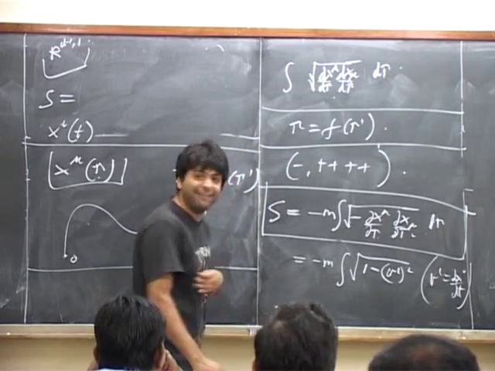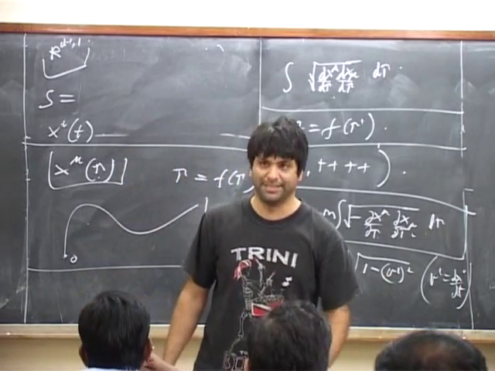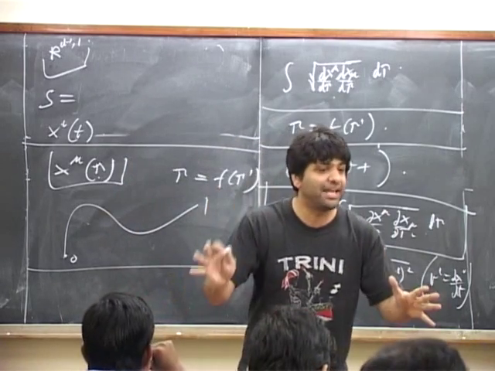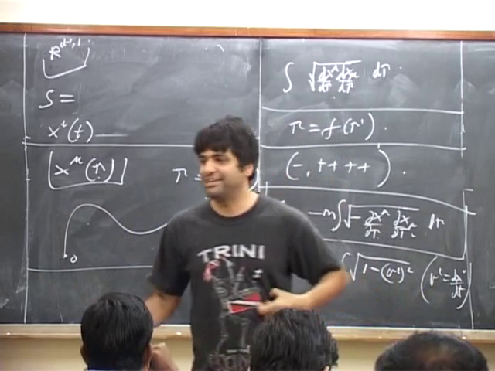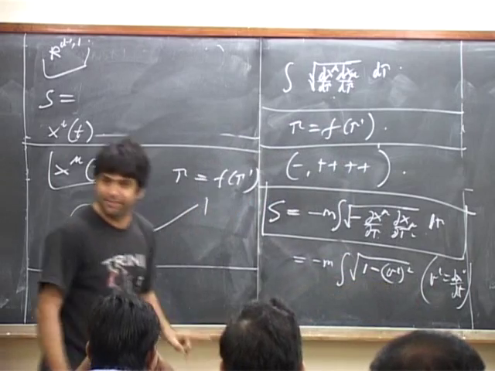For those of you who haven't, let's check that it at least reproduces the correct non-relativistic limit. In order to do that, of course, all through this course, the speed of light is 1, h cross is 1. We'll reinstate it with great difficulty if we need these things. So v is in units of the speed of light.